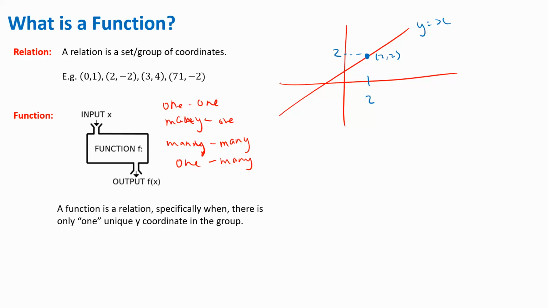These coordinates are unique. There's nowhere else on the graph where you're going to have y equals 2. It's only matched with 2. They're faithful with one another. It's just 2 and 2. Nothing else. Whereas a quadratic, quadratic's different.